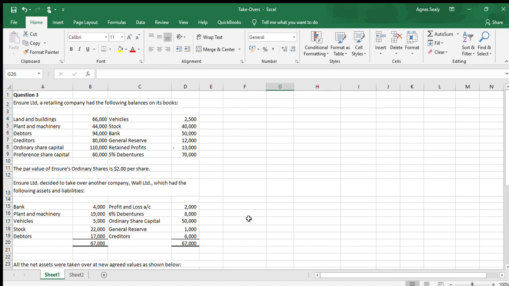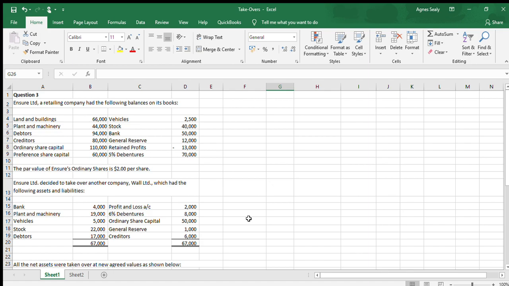Then you have a complete takeover. A complete takeover is when one company takes over all the assets and liabilities of the other company. So using company A and B again, company B sells all its assets and its liabilities to company A. When that happens, company B will cease to exist, and then you only have company A.